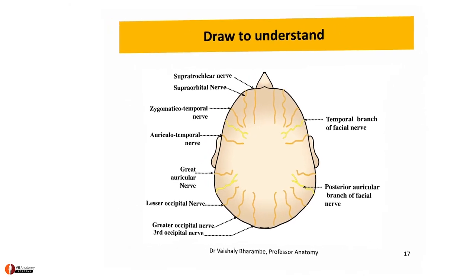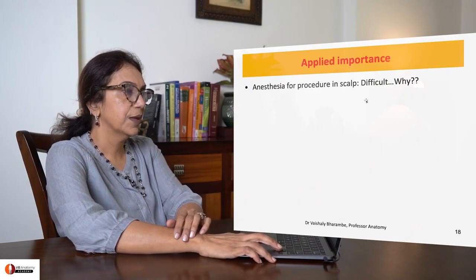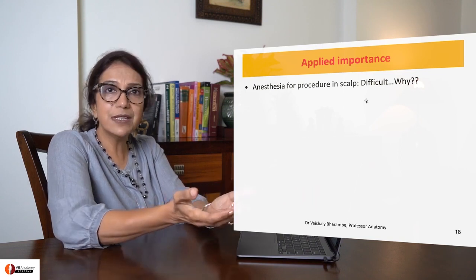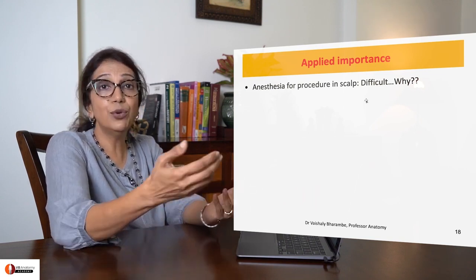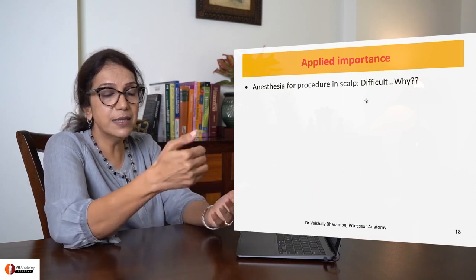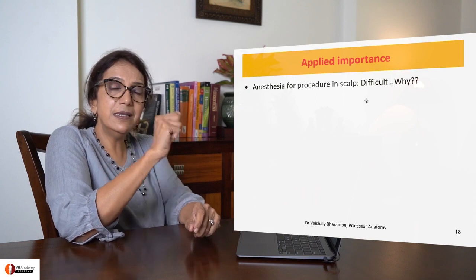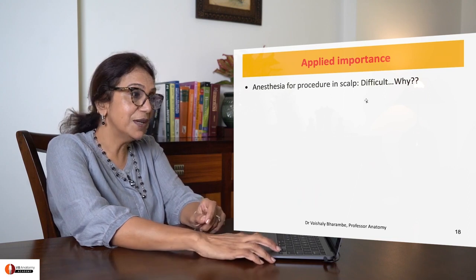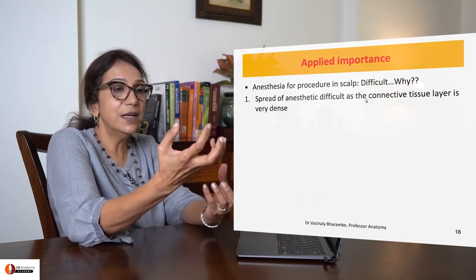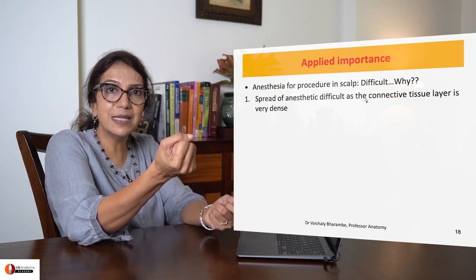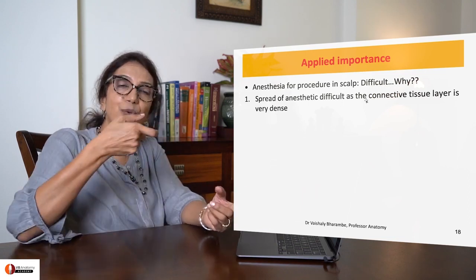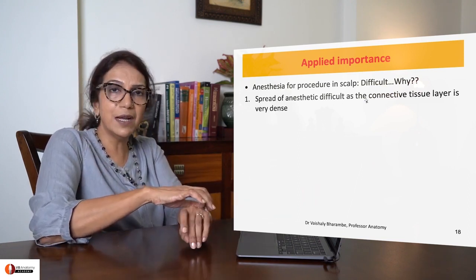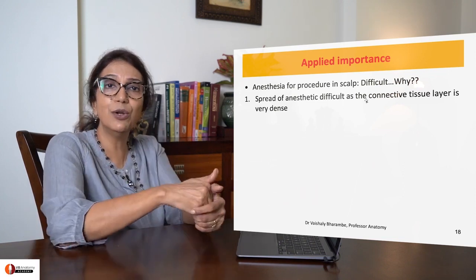All right. Let's come back to the screen now, students. Let's now talk about anesthesia. Why are we interested in nerves? Usually if there is an injury, I need to give anesthesia. That is what it's all about, isn't it? Anesthesia to the scalp is a bit of a problem. Why is it difficult? It is difficult because, again, we come to the anatomy. The connective tissue network is so dense in the layer where the nerves are spread out that when you inject an anesthetic, it is not able to spread well. So the nerves often remain unanesthetized because the anesthetic has not reached there.